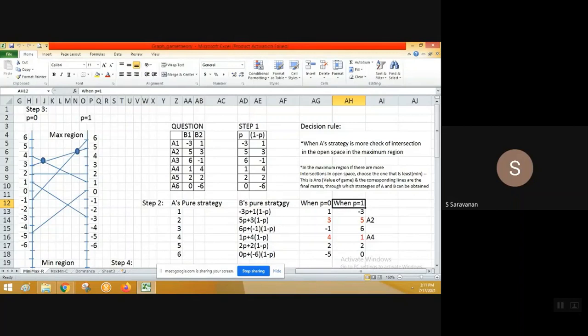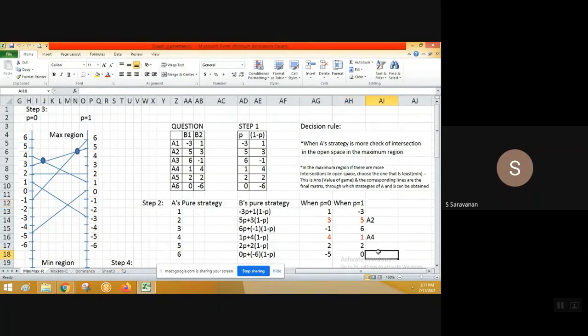So you have 4 columns: A's pure strategy, B's pure strategy, when p equal to 0, when p equal to 1. By substituting p equal to 0 and p equal to 1 in the respective equations, you will get these answers: 1, minus 3, 3, 5, minus 1, 6, 4, 1, 2, 2, and minus 5, 0.